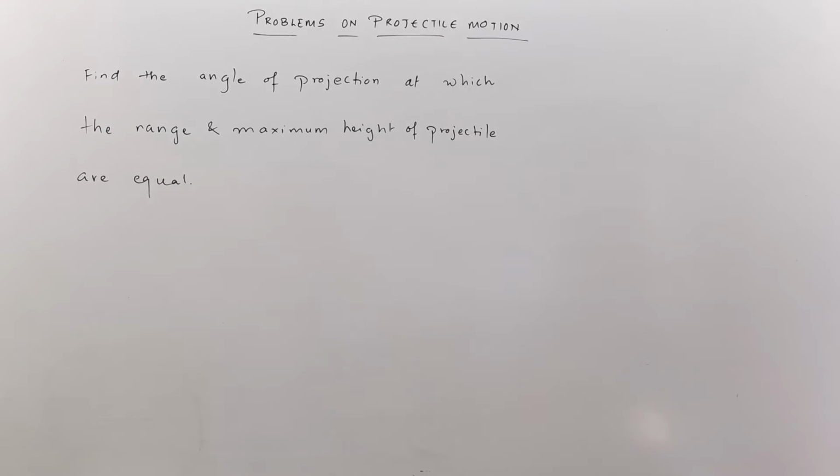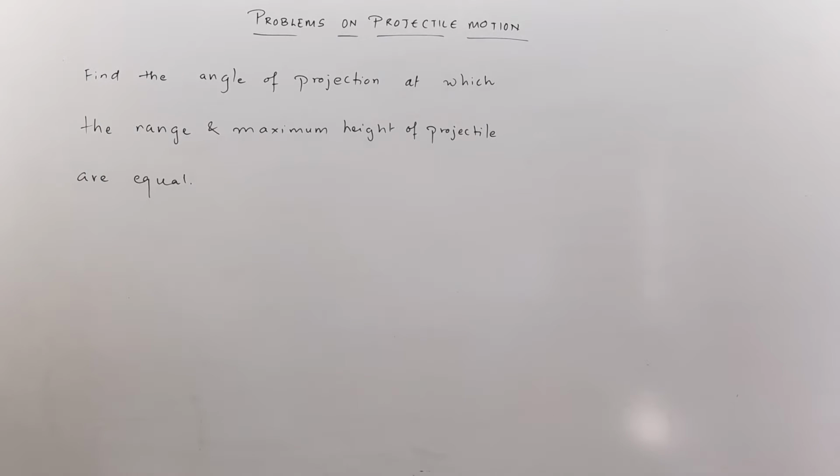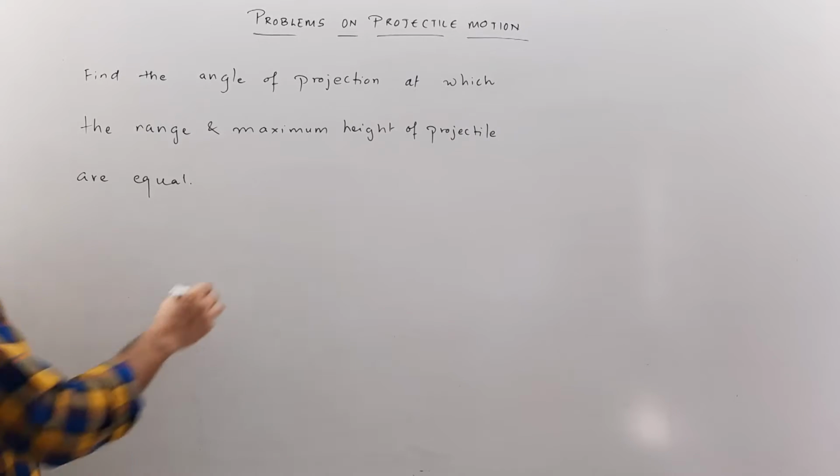Let's take some more problems now. So the next problem states that we have to find the angle of projection at which the range and maximum height of the projectile are equal. Now what exactly does this mean?